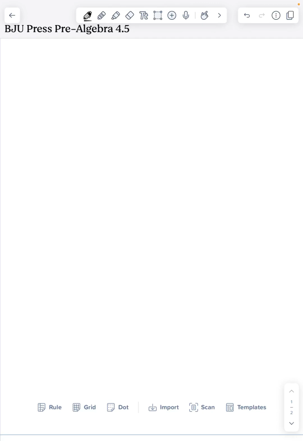Good morning. Today we're doing BJU Press Pre-Algebra, section 4.5. It's titled Decimal Equivalents. We're on page 195 in the book, and we're starting with numbers 1 through 37 odd.